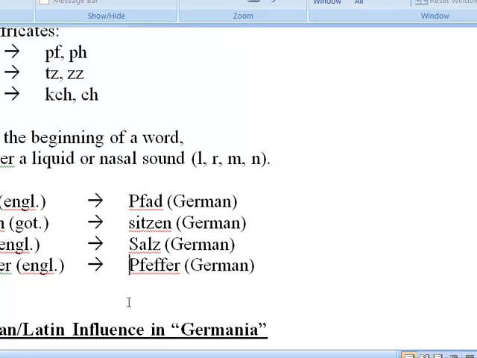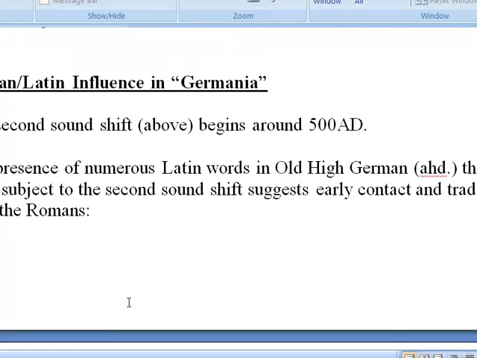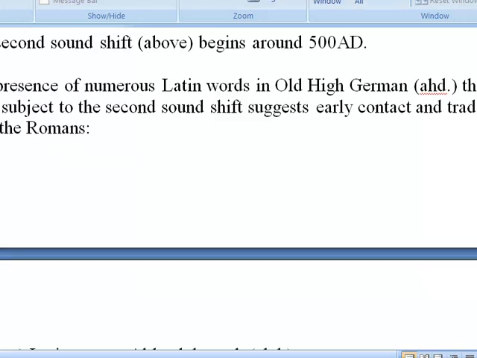And like I said, this is something for the people studying classics perhaps even most, but there's a lot of Roman influence in Germania at this time period. So the second sound shift, the one above, begins around 500 AD. It's a pretty new development. And then the presence of numerous Latin words in Old High German that were subject to the second sound shift, but maybe not the first one, suggests early contact and trade with the Romans.